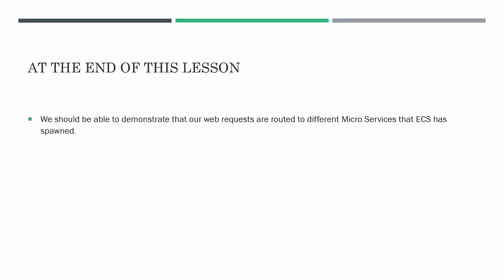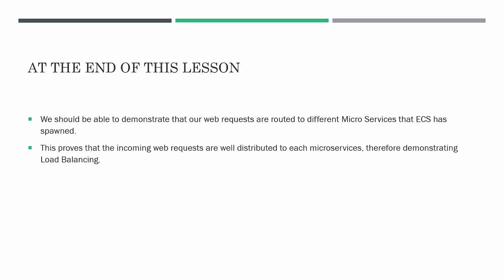routed to different microservices. So we will see that I'll be doing some requests and we will be observing that this web request will be served by different microservices on the same URL request. That will just prove that the web request is distributed to each microservice that we set up. Therefore, it demonstrates that the load balancing is working because we have one URL request, but it is being served by different microservices.